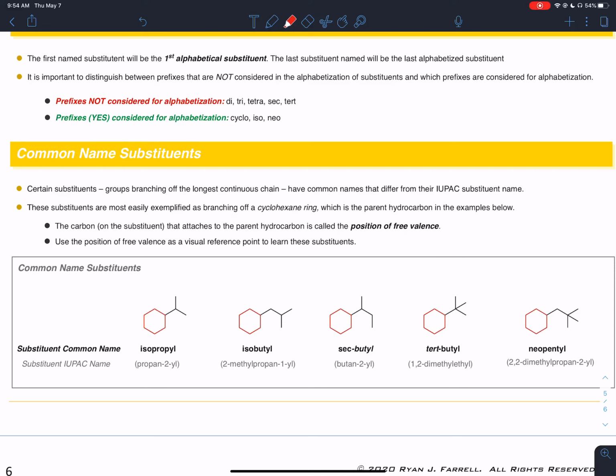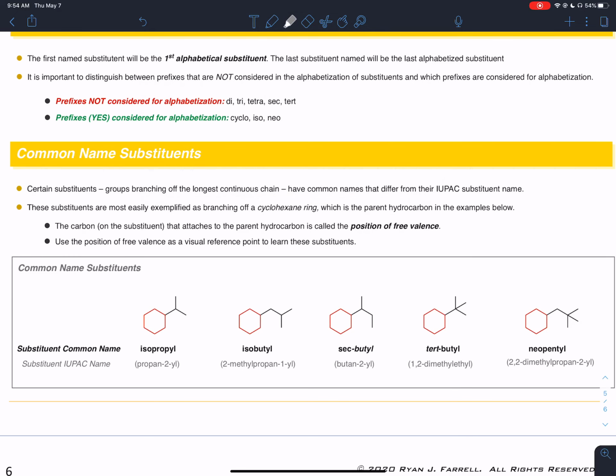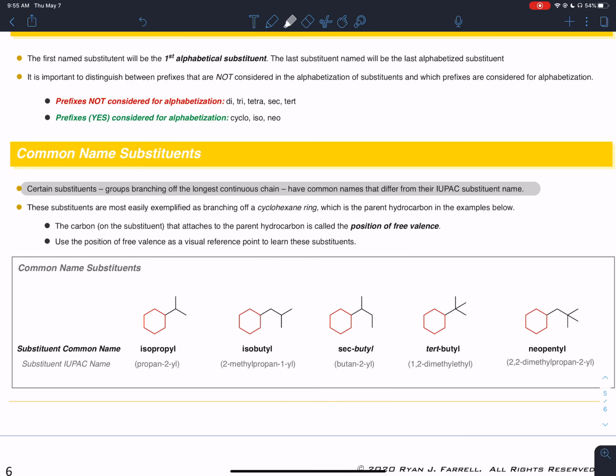Hi everyone, in this video tutorial I'm going to be going over common name substituents. These substituents are really important to know, and you'll be hearing a lot about them throughout your organic career. Remember, substituents are groups branching off the longest continuous chain, and some of them, these guys down here, actually have common names that differ from their IUPAC substituent names.